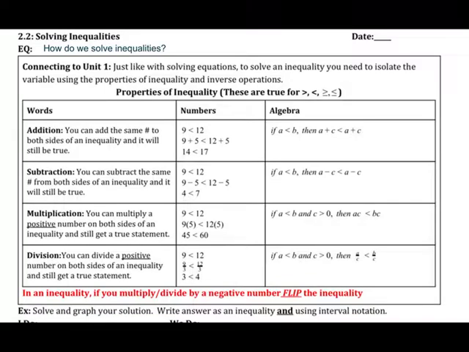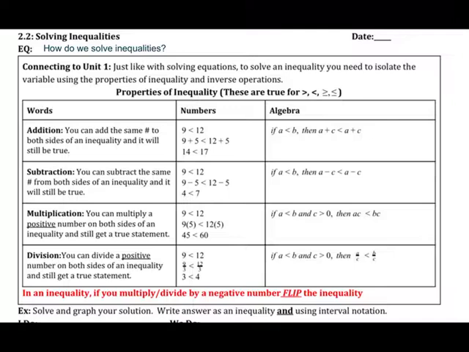Okay, in 2.1, we talked about what an inequality is, what problems involving inequalities look like, how to represent them with graphs, with interval notation, what it looks like to see them in words. Now we're going to talk about how do we actually solve a problem that involves an inequality. And we're going to connect this right back to what we learned in Unit 1 when we were solving equations.